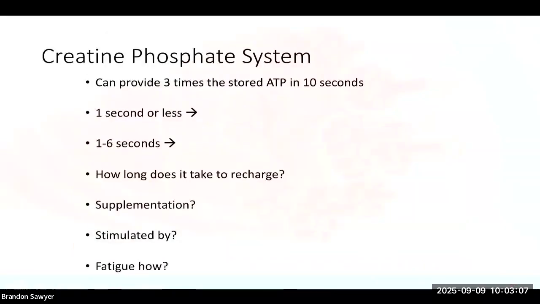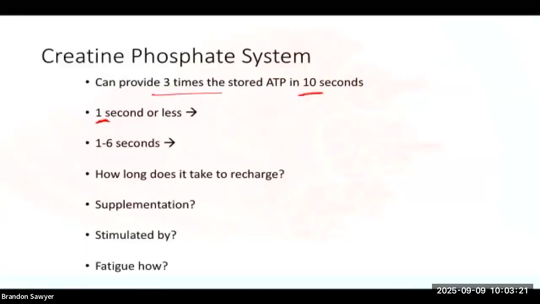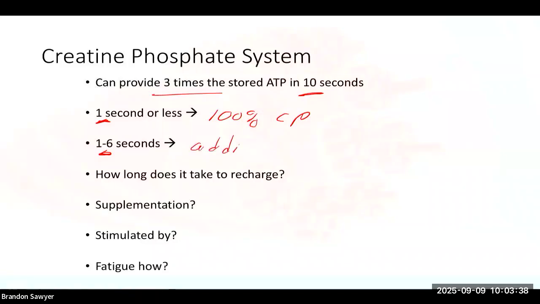Okay, so a little bit more about the creatine phosphate system. It can provide about 3 times the stored ATP in about 10 seconds, okay? Which isn't necessarily a lot, but it's a lot for that moment, okay? Any activity lasting 1 second or less is pretty much just going to be 100% creatine phosphate system. But activities lasting greater than 1 second, up to 6 seconds, we're already also adding in the glycolytic system. All right, so anything lasting more than a second, we're not going to just use the creatine phosphate system. We're adding in this secondary energy system, the glycolytic system.